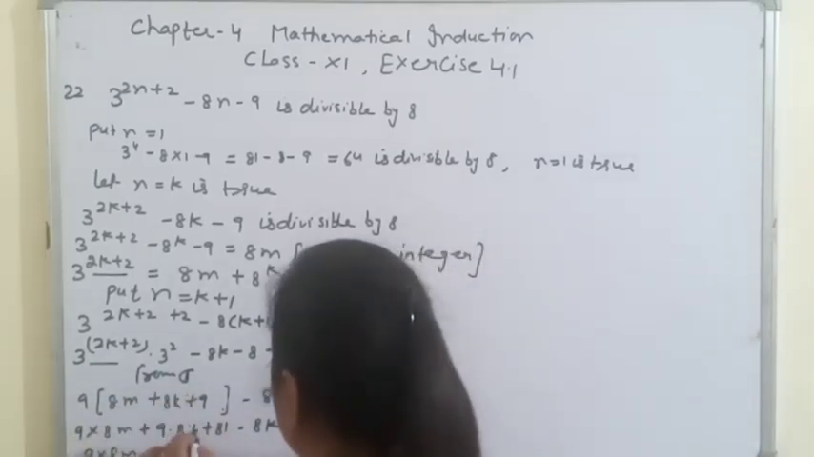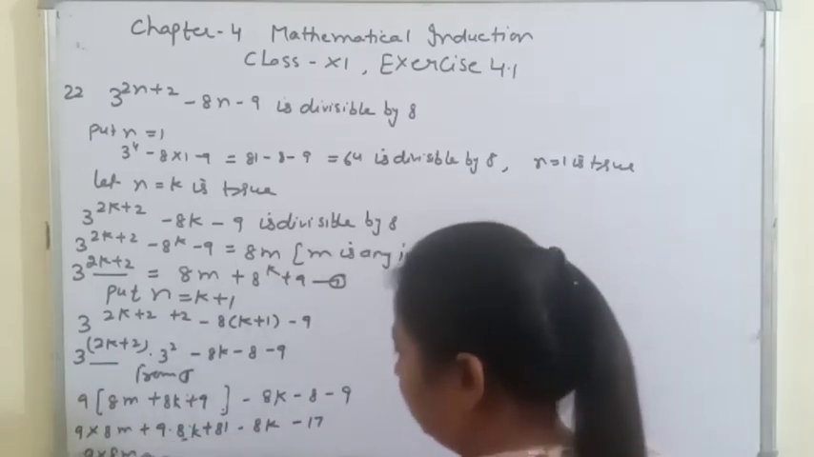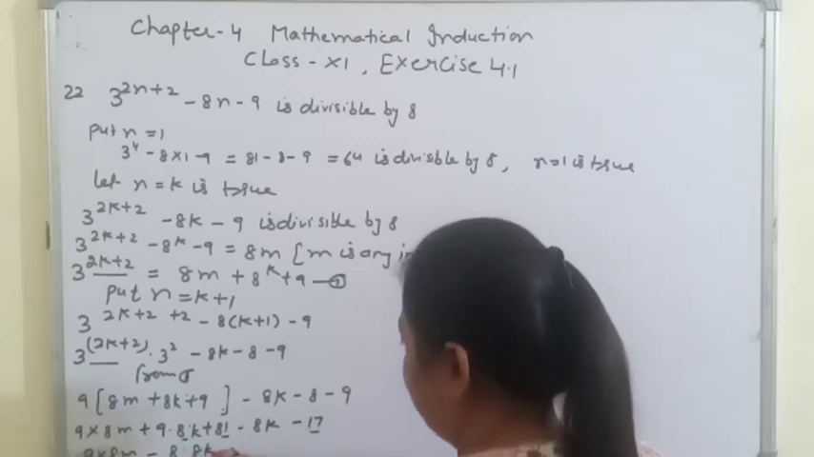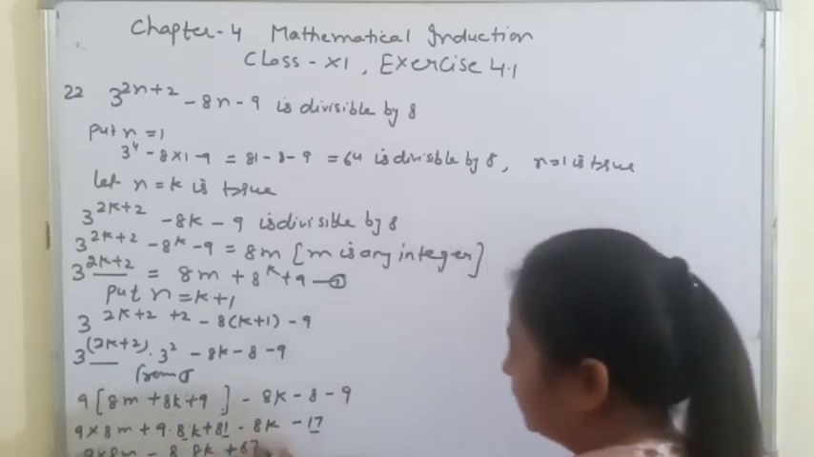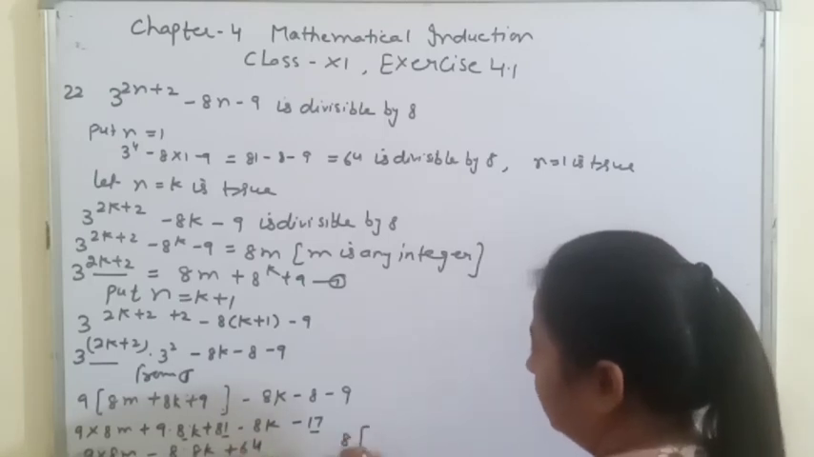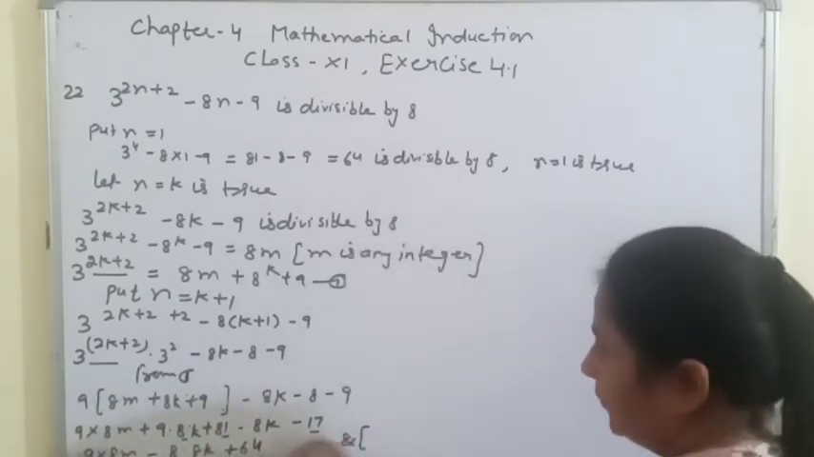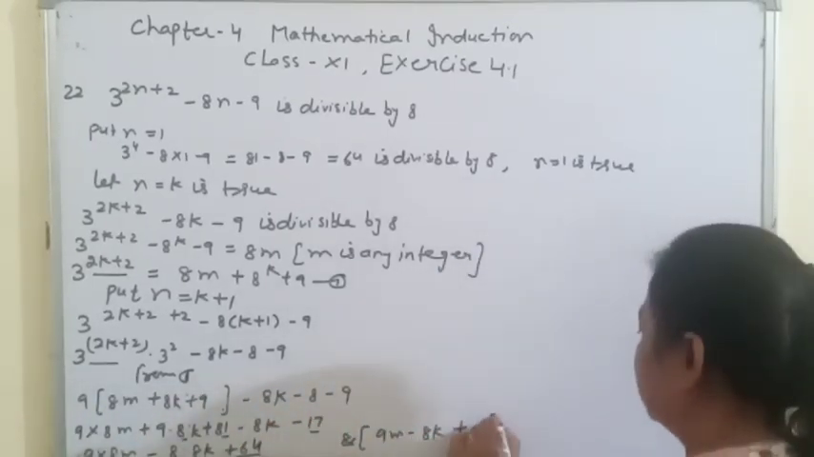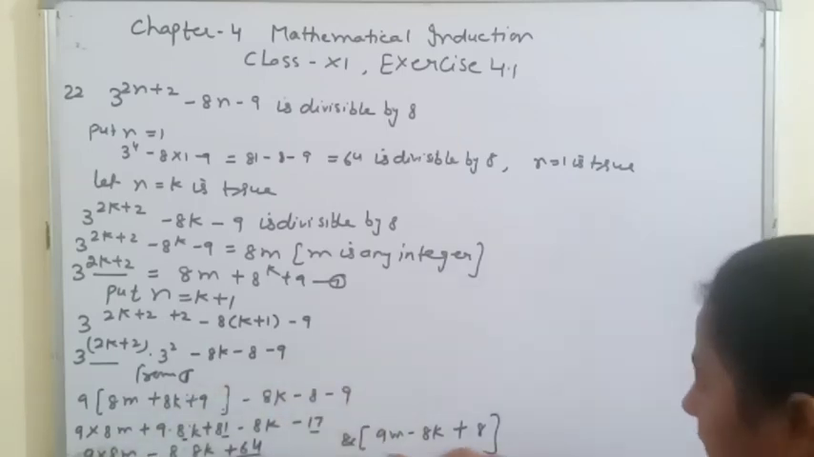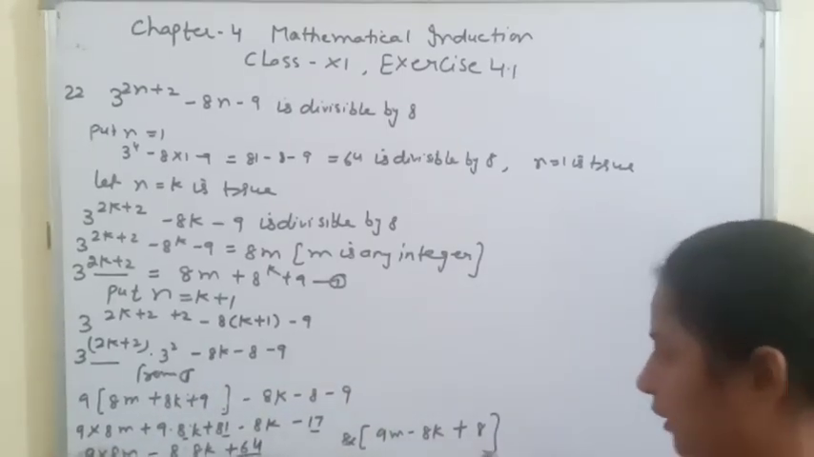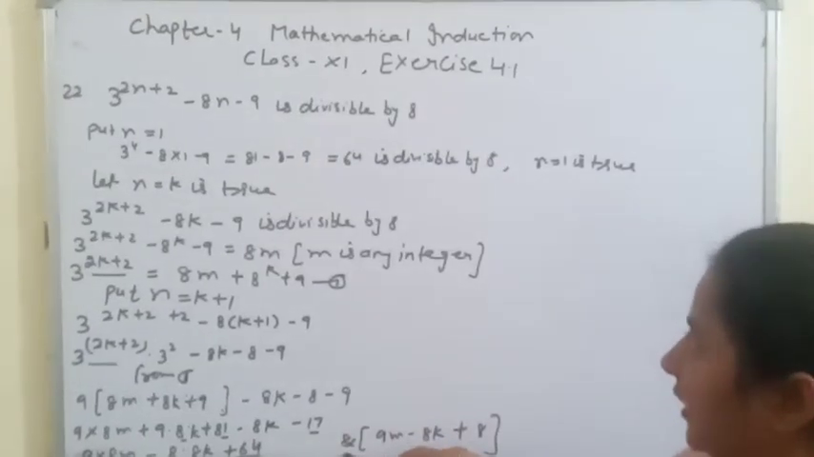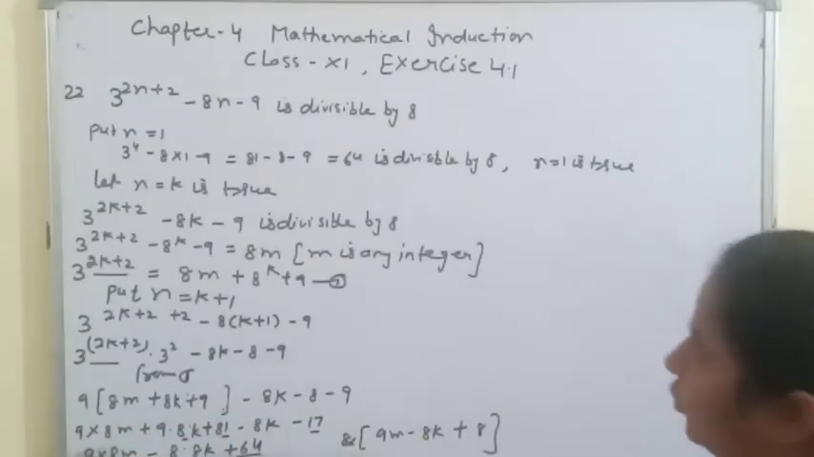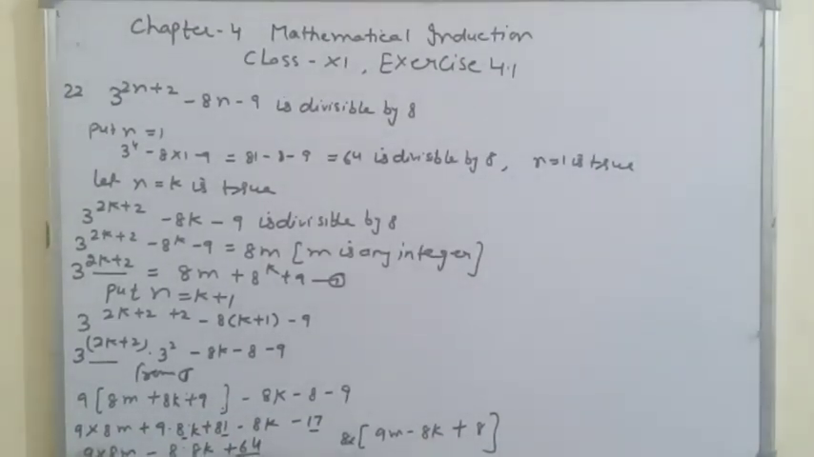And 1 into 8k, what will be left with us? 8 into 8k, and 81 minus 17, this is 64. So we can take 8 common from the whole statement: 8 into 9m plus 8 power k plus 8. Now you can see, after taking this, we can take 8 common. So the whole statement is a multiple of 8, so it will be divisible by 8. This was the proof for the 22nd question.